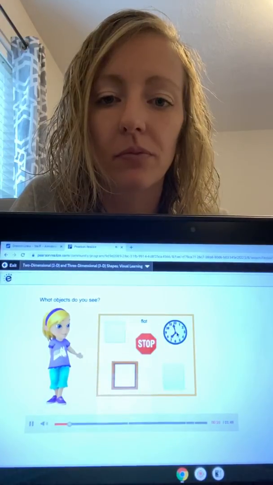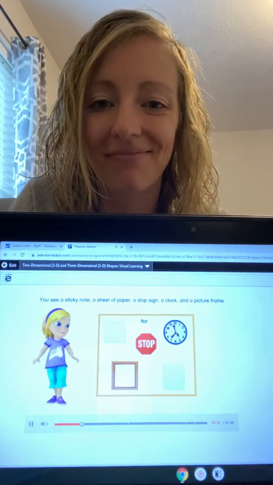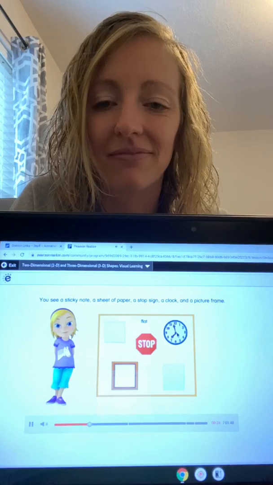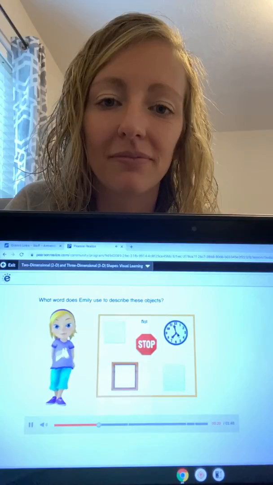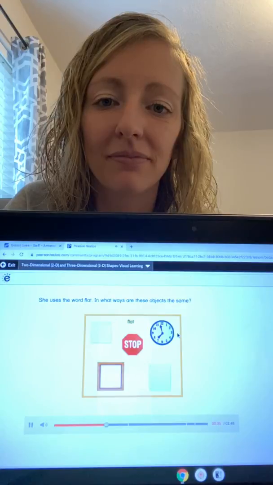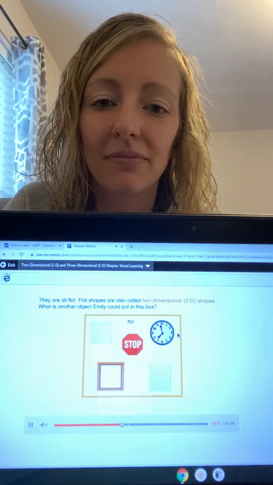How do you sort objects? Let's take a look. What objects do you see? You see a sticky note, a sheet of paper, a stop sign, a clock, and a picture frame. What word does Emily use to describe these objects? She uses the word flat. In what ways are these objects the same? They are all flat. Flat shapes are also called two-dimensional shapes. What is another object Emily could put in this box?